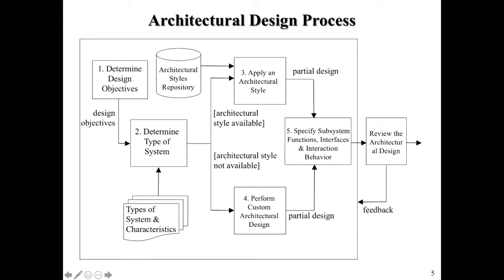And in step number 5, in your final design, you specify what will be the subsystems in your system. What will be their functions? What will be their interfaces? What will be their interaction behavior? So these steps complete your architectural design. Here is the architectural design. And finally, you give a last review of your architectural design to check if all of the requirements are met, if all of the objectives are met or not. And the feedback is given to improve any of these stages, any of the steps.